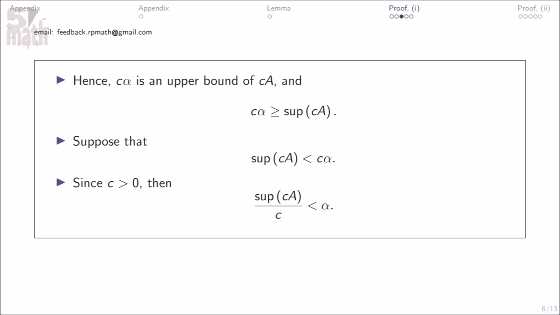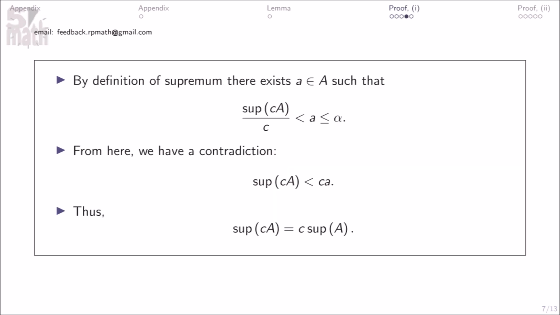Since C is greater than 0, then supremum C big over C is less than alpha. By definition of supremum, there exists A in big such that supremum C big over C is less than A, which is less than or equal to alpha. From here we have a contradiction. Supremum C big is less than CA. Thus, supremum C big equals C supremum big.